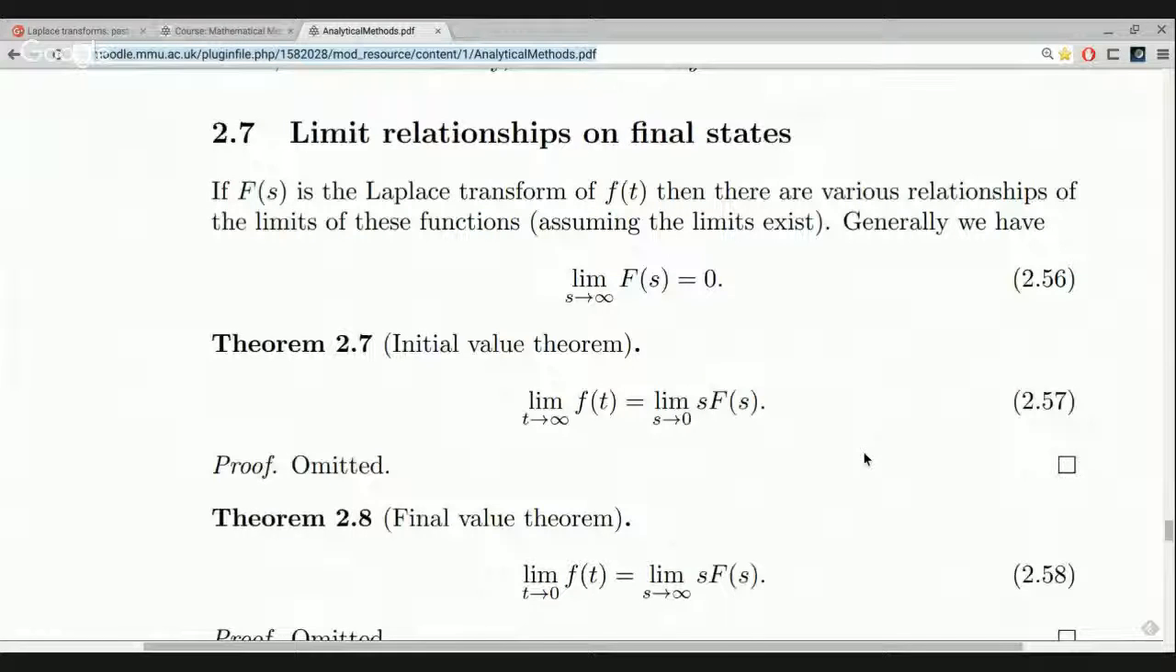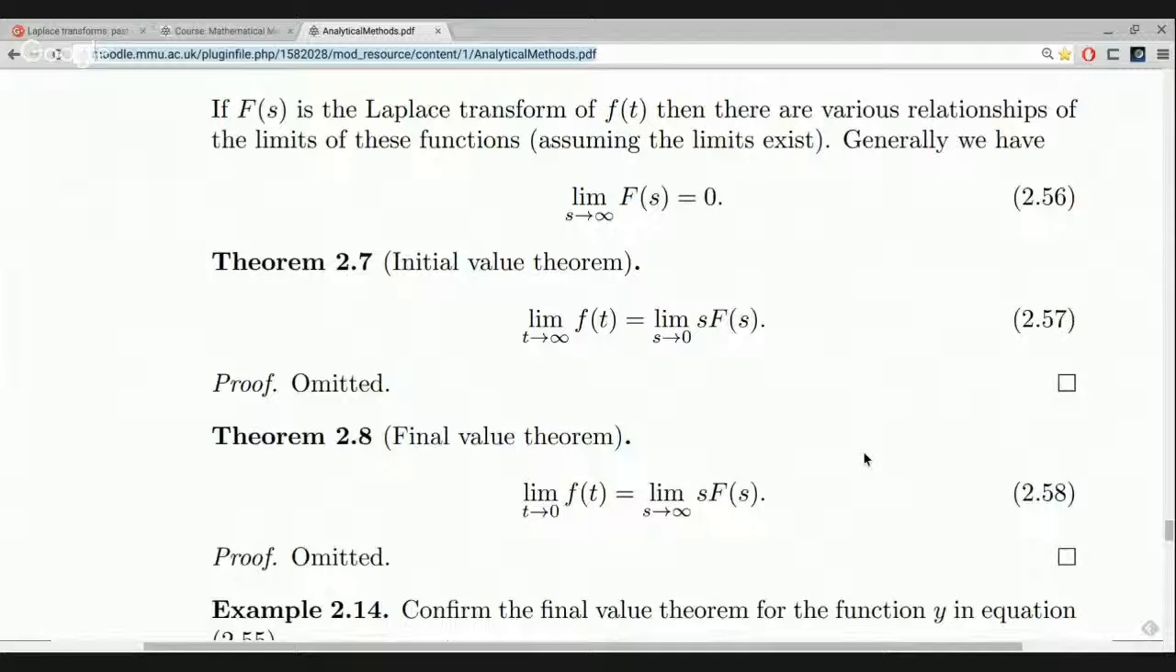In section 2.7, we have a couple of theorems here about how limiting values of a function and its transform are related in a couple of ways. Okay, so this is called the initial value and final value theorems. They're referring to the initial value of the Laplace transform and the final value of the Laplace transform. So here we have a function little f of t with the Laplace transform capital F of s. Now we won't spend time looking at the proofs of these, but the way they'll function for us is as a kind of consistency check we can perform.